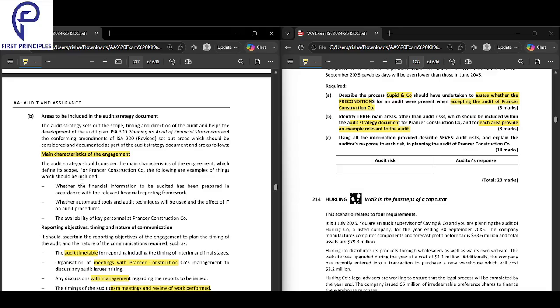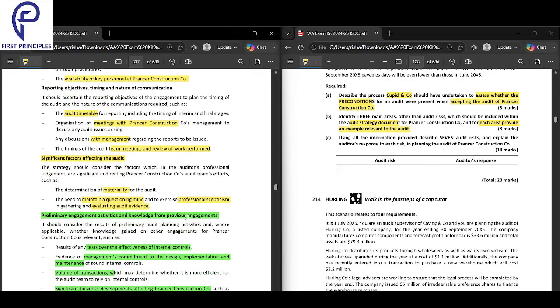What is the scope for the audit client? What framework have they used, and is it a relevant framework? Second, will we use audit software, that is, automated tools and audit techniques? And next, the availability of key personnel at Prancer Construction. Can we get the project managers and quantity surveyors? They are needed for work in progress valuation. Are they available or not? Next, did they use a relevant financial reporting framework?